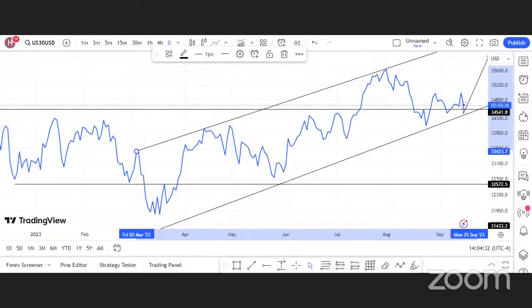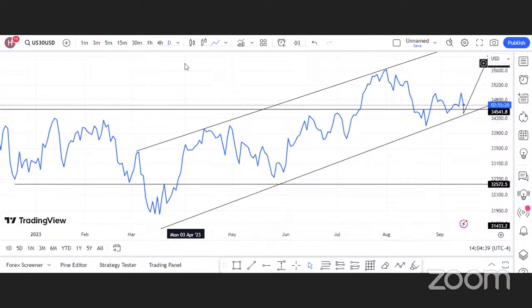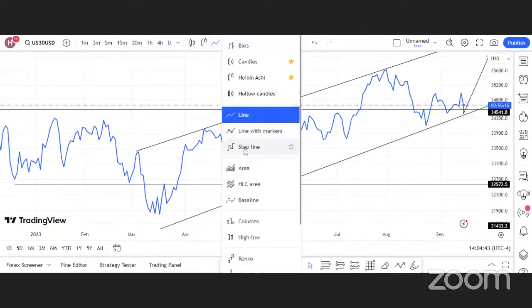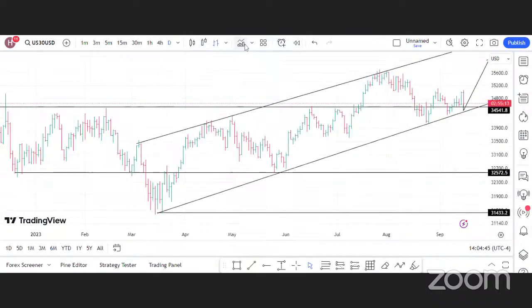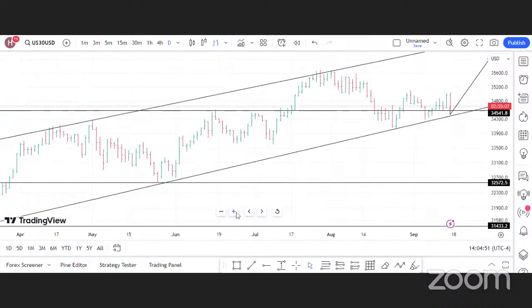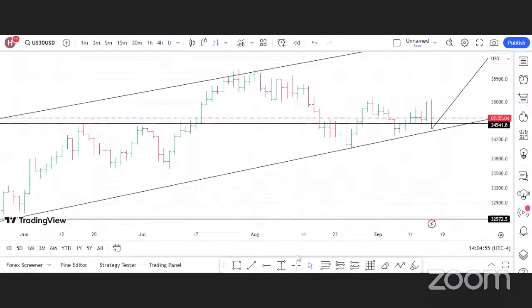All right, and then we have the bar chart. So let me quickly show you the bar chart. I just want to make sure that we all understand the different chart patterns we have. Okay, let me zoom on it. All right, so this is the bar chart. This is how the bar chart looks like. All right, I hope you can see.